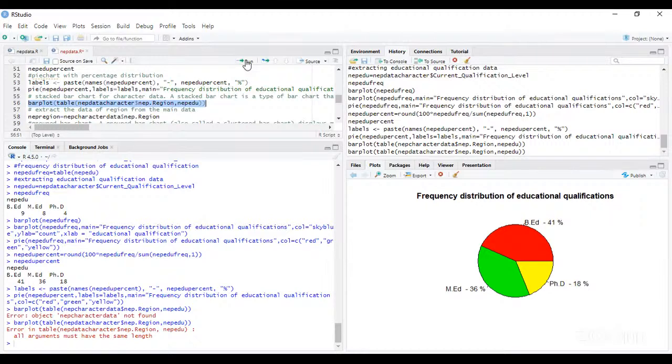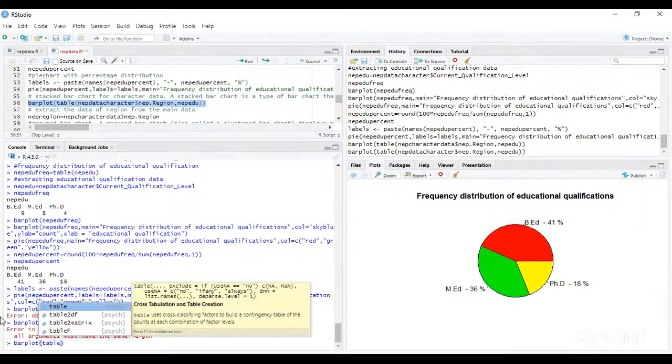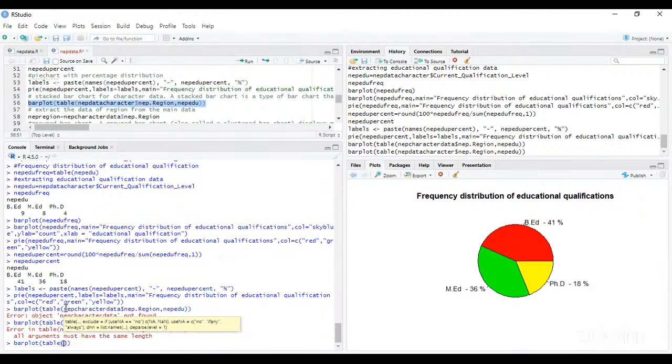Ma'am, in the console section, you write bar plot, table, with brackets. This thing is not running, so write the script again. Let me also check why it is not working. Ma'am, click on the table, this table. Now you write NEP data character.